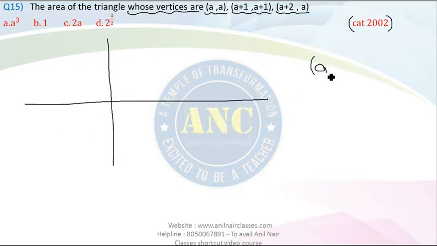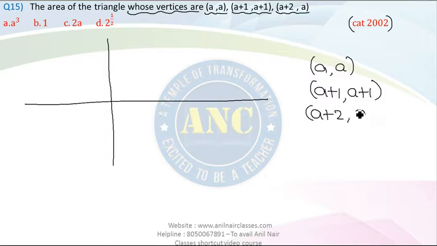What are the 3 points which are given? The 3 points which are given are (a+1, a+1), (a+2, a), and so on. These are the 3 points which are given. Now what I will do is, I don't know the value of a in this question. For our simple understanding and simple way of solving, a can take any value of your choice, but the easiest value I can give for a is 0.